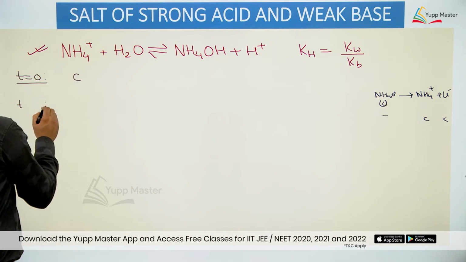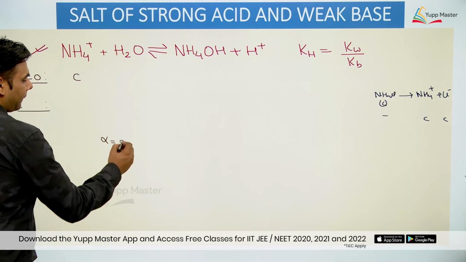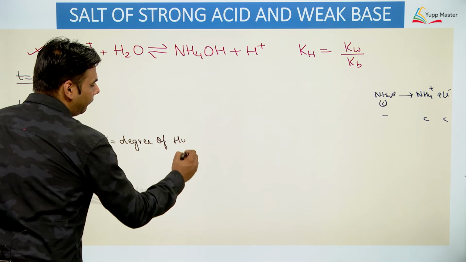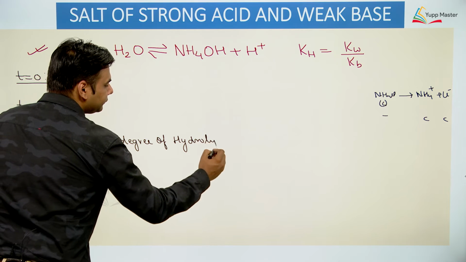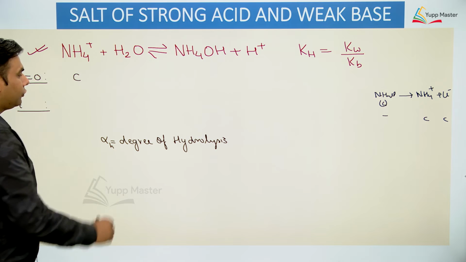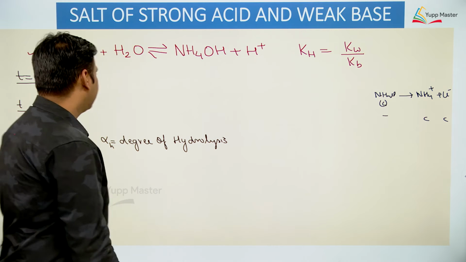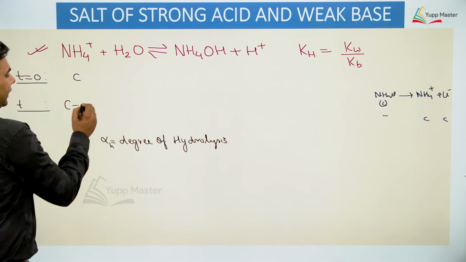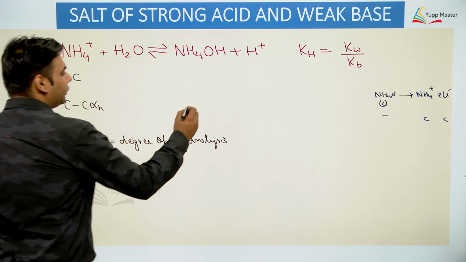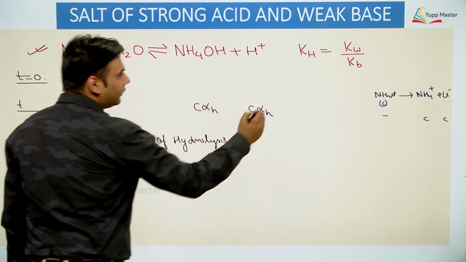Say after time t, when equilibrium has been established, let alpha H be the degree of hydrolysis, okay. Now we know that C is the initial amount, alpha H is the degree of hydrolysis. So the amount of ammonium ion hydrolyzed would be C into alpha H, right. So we are basically left with C minus C alpha H. Now 1 mole of this is giving 1 mole of this. So C alpha H would give C alpha H of ammonium hydroxide and C alpha H of H plus ion.